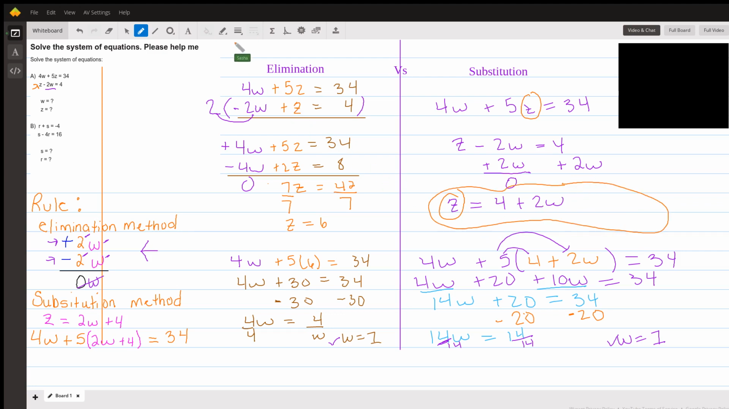All right, so now let's just plug it in. We know that W is equal to 1, so I'm just going to plug that in there. Okay, I'm going to take out that W. And I'm just going to put that 1 in, substitute it, okay? All right, so 4 plus 2 is equal to 6. So Z is equal to 6. Same as over here, 2 different methods.